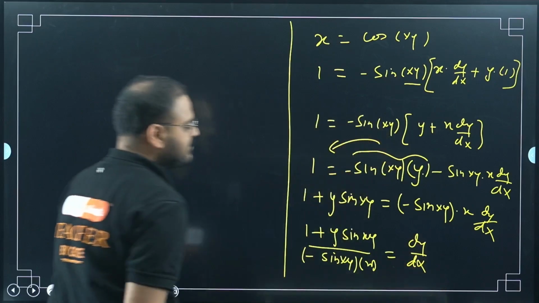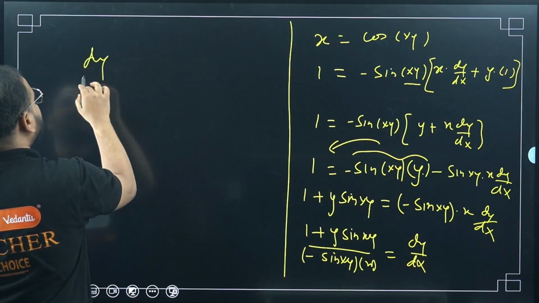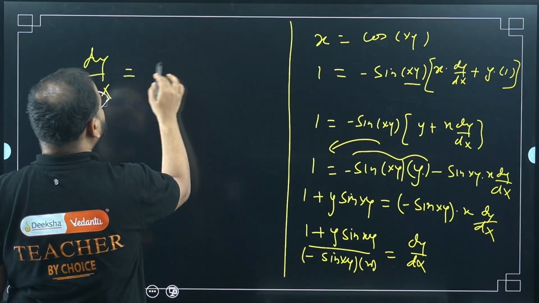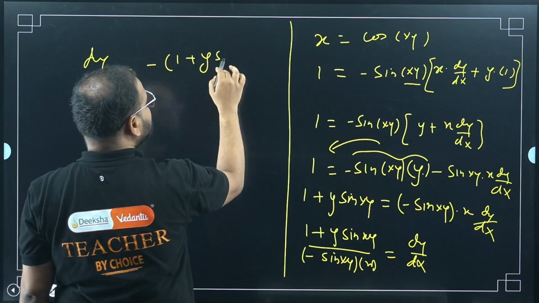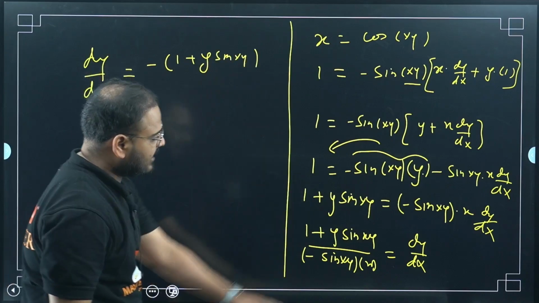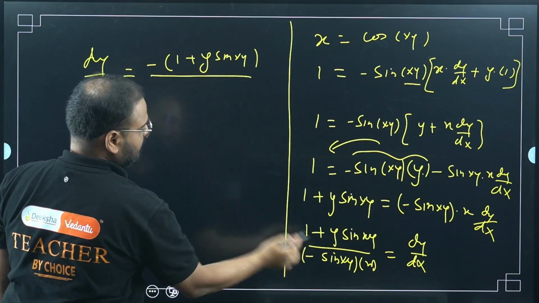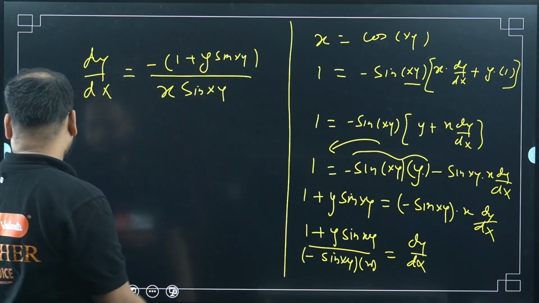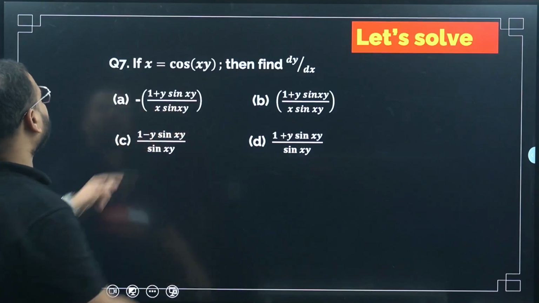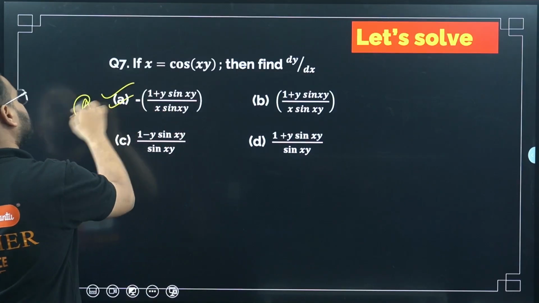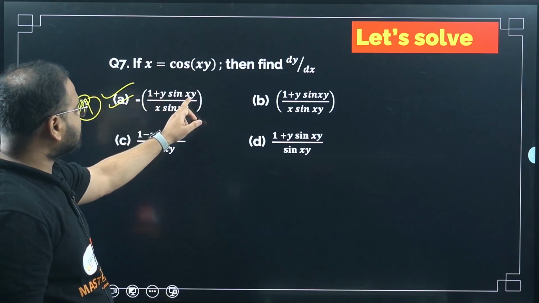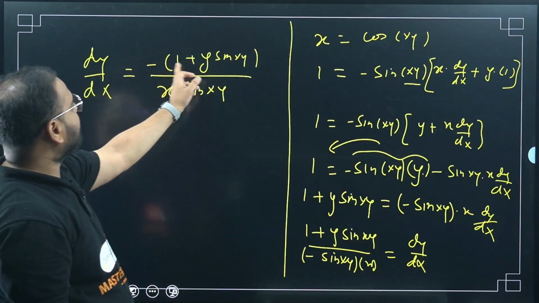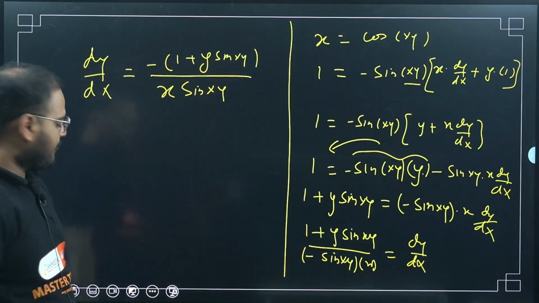So I can simply rewrite this as dy by dx. Dy by dx is equal to what? This minus sign will go up. So minus 1 plus y sin xy, upon x sin xy. Please check. Minus 1 plus y sin xy upon x sin xy. Option A is the correct answer. Minus 1 plus y sin xy upon x sin xy. Please check. Simple question, very simple question.